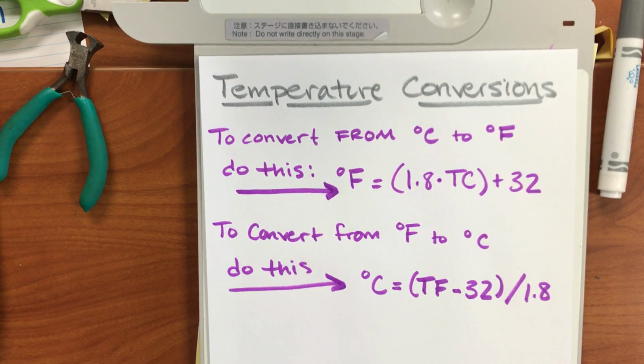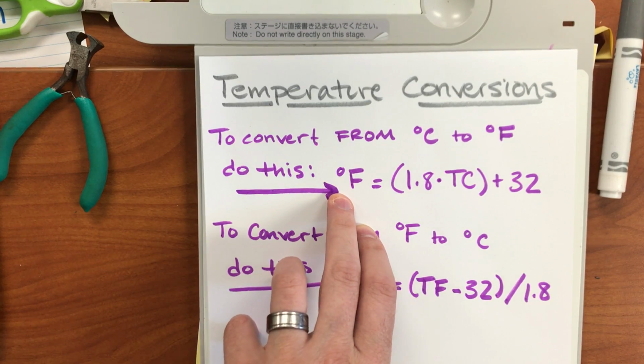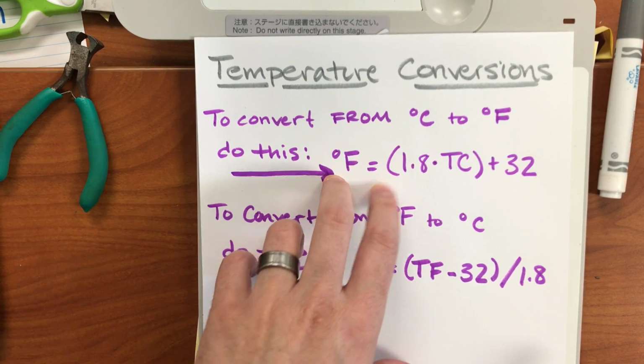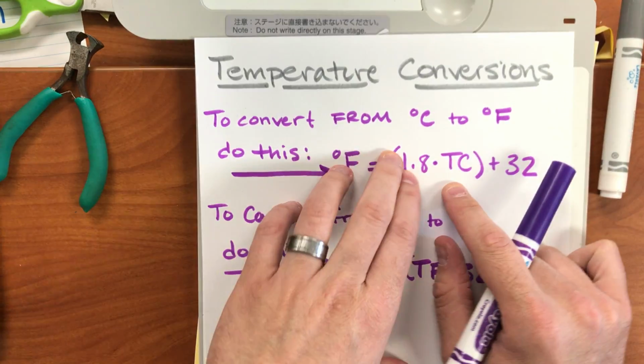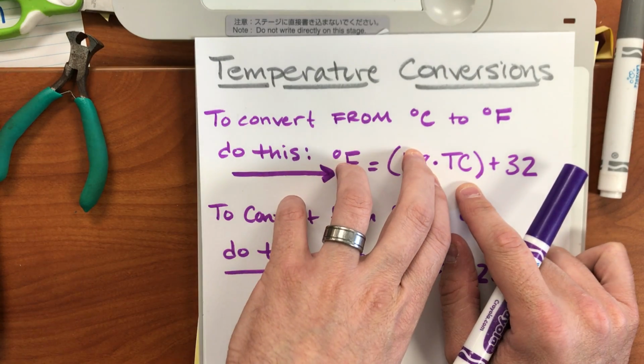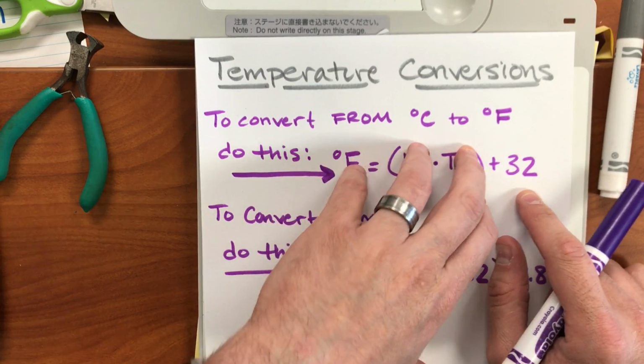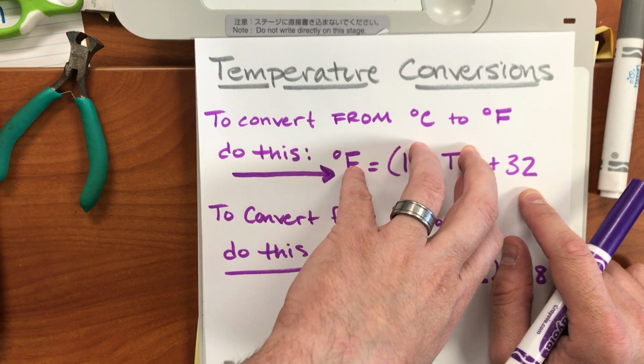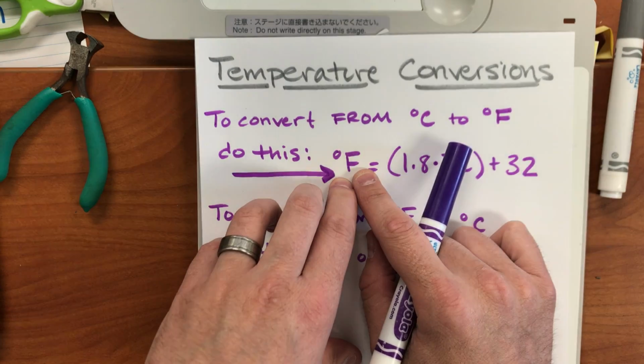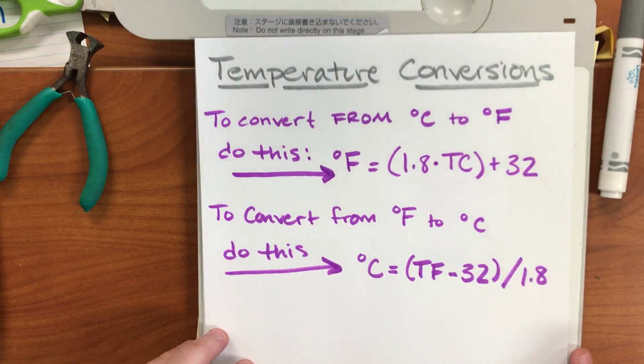Really all you do is this. With degrees Fahrenheit, you take 1.8 and you multiply it times your temperature in Celsius, push enter on your calculator, and then add 32 to that number, and that will get you degrees Fahrenheit.